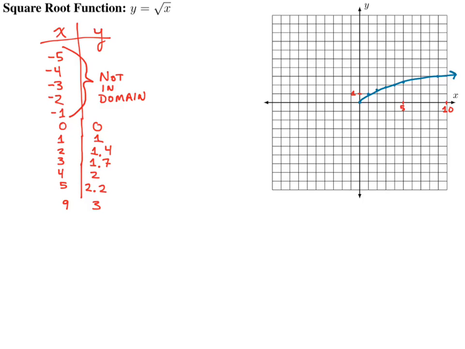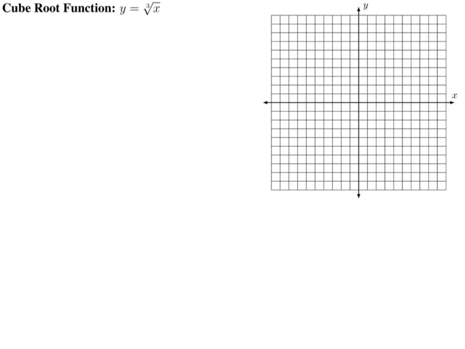All right, next one. Cube root graph. Now this is the cube root of x. Again, XY chart, but in this case, I only chose the x's that were going to give me pretty y values, nice integers for y values. So -8, -1, 0, 1, and 8. Now, again, I could have kept going. -27 and 27 would have been the next ones, -64 and 64 would have been the next ones, but I just wasn't that motivated.